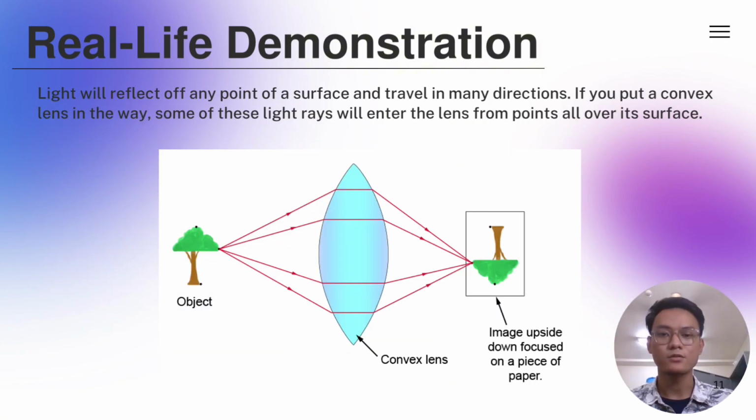Light will reflect off any point of a surface and travel in many directions. If you put a convex lens in the way, some of these light rays will enter the lens from points all over its surface. The diagram shows that a tree at a large distance from the convex lens will pass light rays into the lens. The convex lens can form an image of this tree, but upside down on a piece of paper.